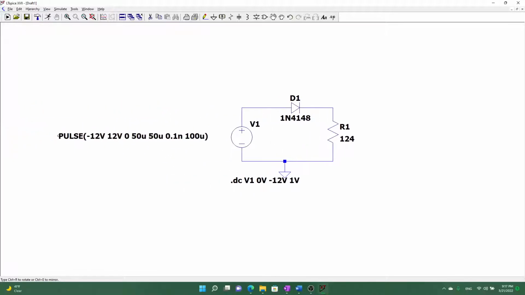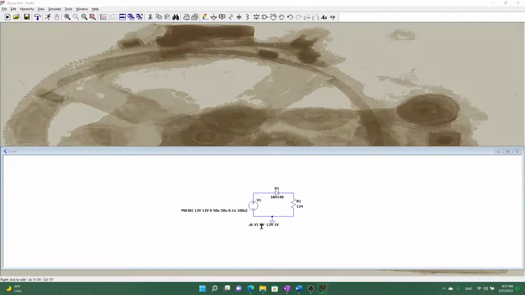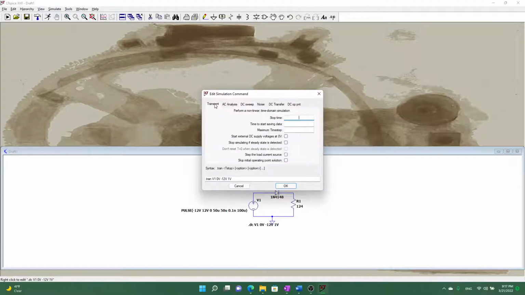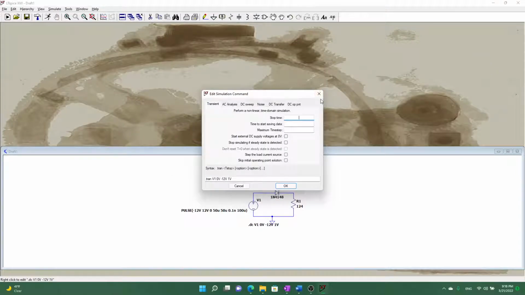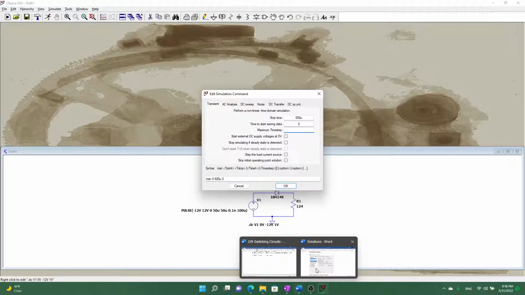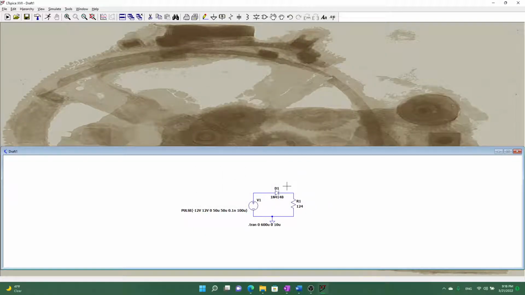I'll move this a bit to the left. And now we have to change the parameters of our analysis. So let me see. We're going to run up to 600 microseconds. And we're starting to save data at 0, so as soon as the simulation starts, with a time step of 10 micro. We click OK on that.